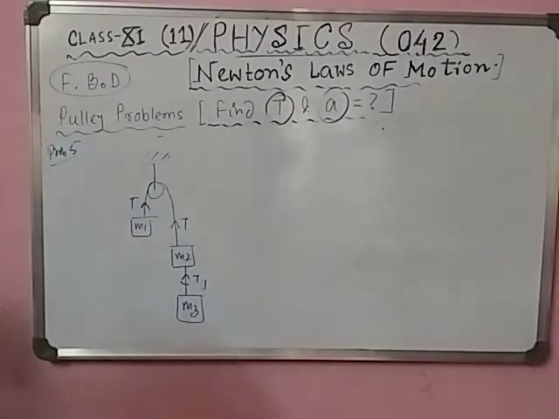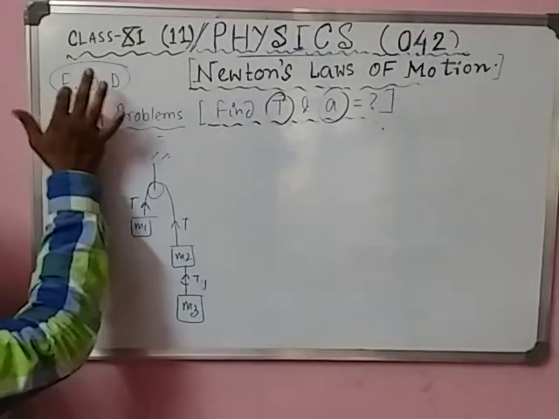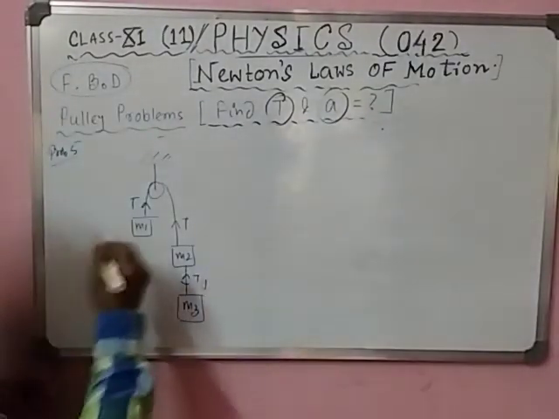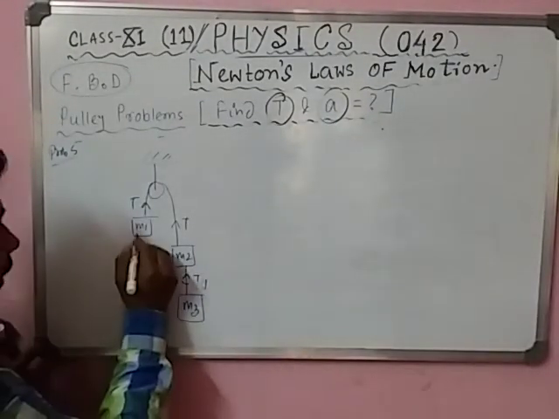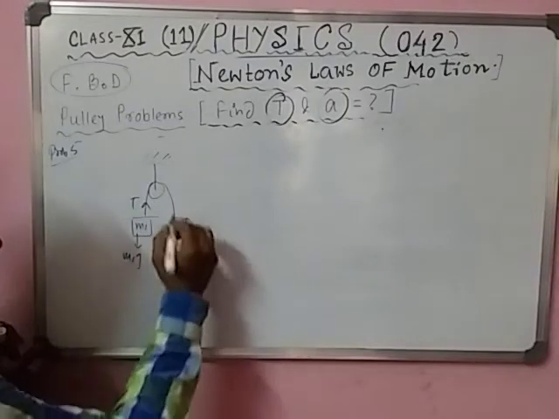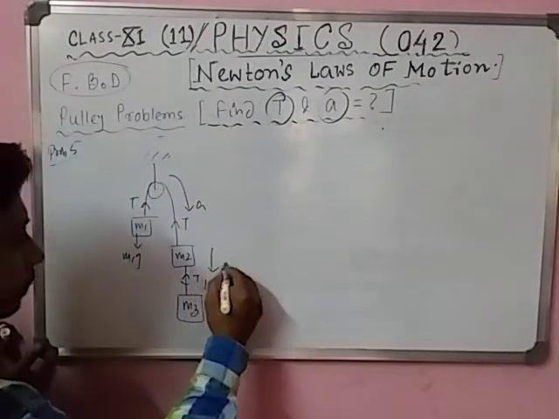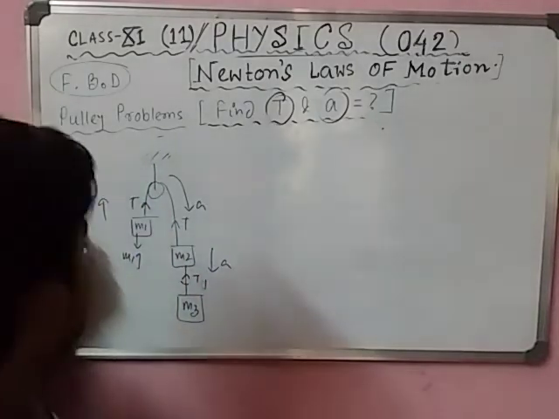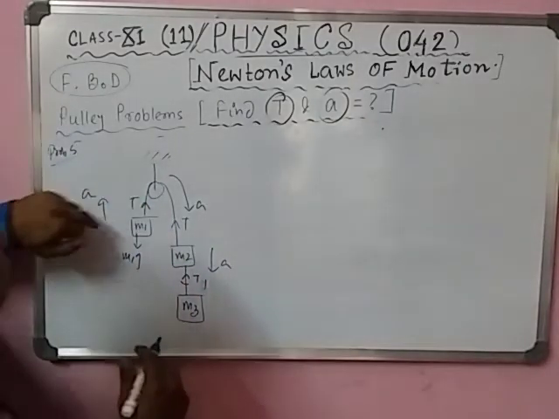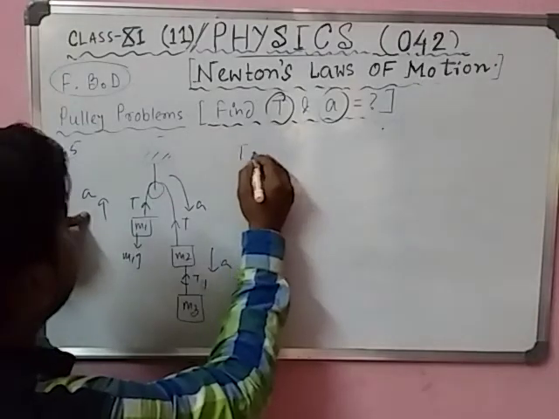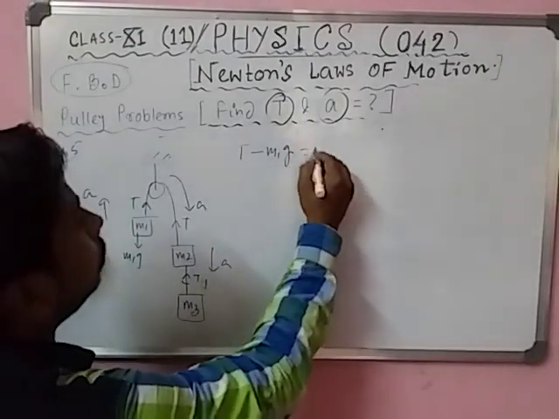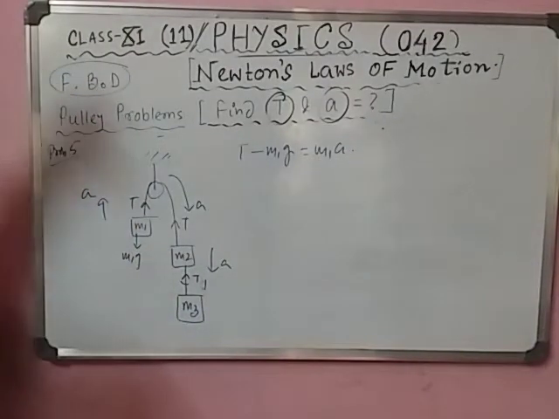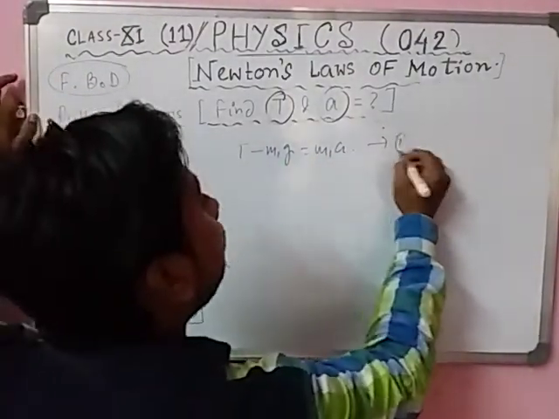Now you can solve the problem with the help of the FBD, free body diagram. How? First of all, you can tell me what is the equation for M1. Here M1G is downward, and suppose the acceleration is upward. So the acceleration is upward, and tension is greater. So you can write T minus M1G equal to M1A. Am I right? This is number 1.